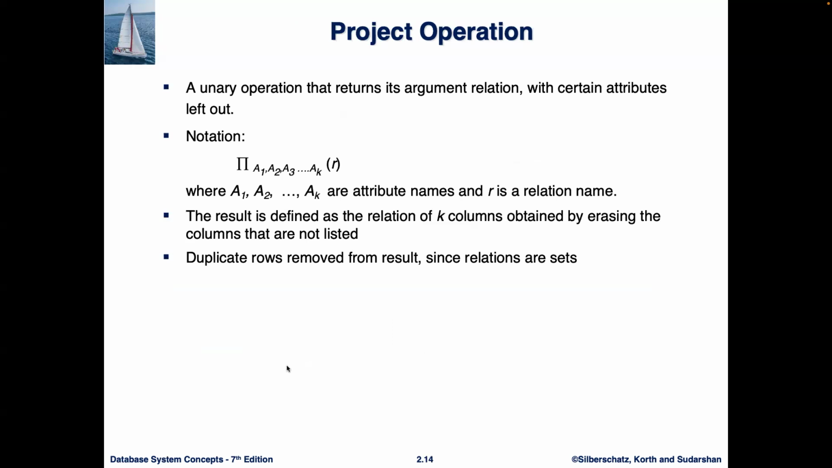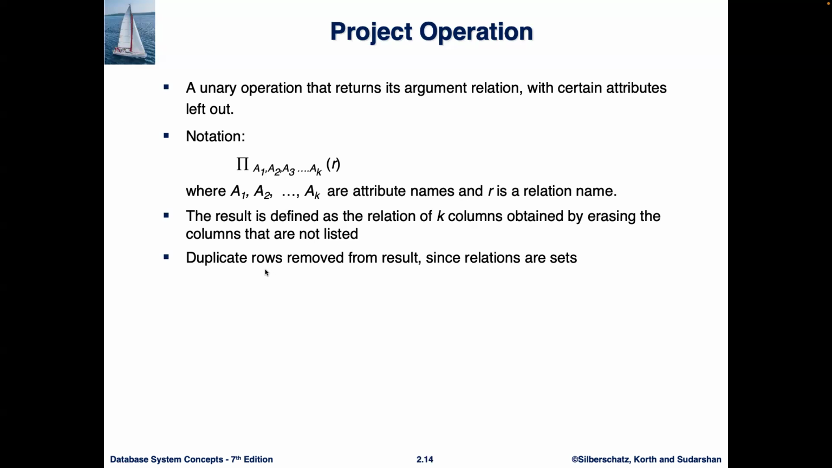Now let's look into another operation, that is project operation, a unary operation that returns its argument relation with certain attributes left out. So for example, this is how projection is shown in the notation, and then attributes A1, A2, A3 to AK from the relation R or instance R, where A1, A2, AK are attribute names and R is the relation name. The result is defined as the relation of K columns obtained by erasing the columns that are not listed. Duplicate rows are removed from results since relations are sets.